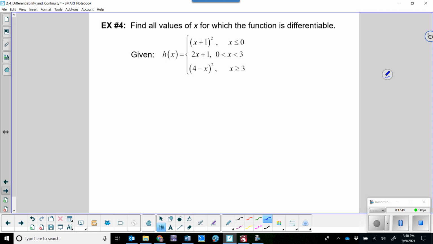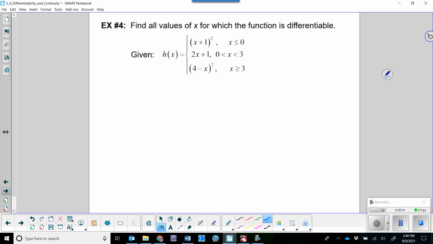So the top piece is a parabola. We're only doing it for part of the way, but we know that a parabola is going to have a derivative everywhere. The second piece is a line. A line is going to have a derivative everywhere. The last piece is a parabola. A parabola is going to have a derivative everywhere. We don't have any sharp corners, cusps, anything like that. No discontinuities. So those three pieces individually would have derivatives.